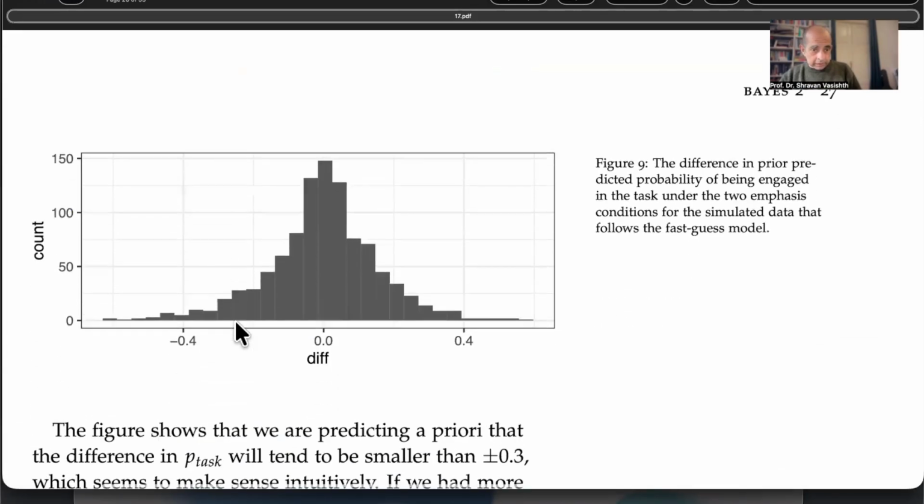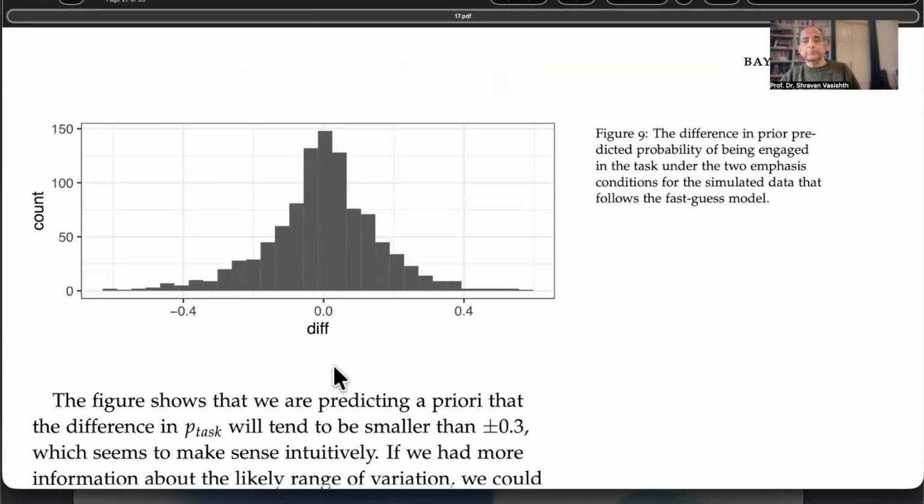Let's look at the histogram, and this shows us that the priors that we have set up are reasonably okay because they are non-committal. They lead to a non-committal probability. This is the difference of probabilities. So this is not difficulty. This is just the difference of probabilities between the easy and hard conditions. So we see that it's somewhere between minus 0.4 and plus 0.4, and it's symmetrical, right?